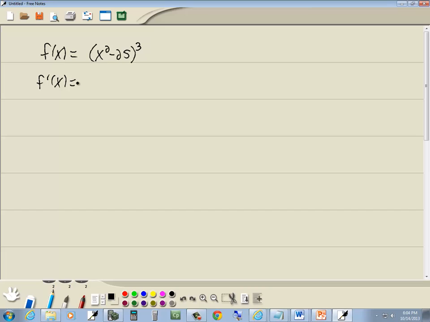So f prime. Now this is the chain rule, specifically a general power rule. We got parentheses to a power. Take your power, put it out in front. What's inside the parentheses remains as is. Lower your power by 1, and then you multiply it times the derivative of what's inside the parentheses.